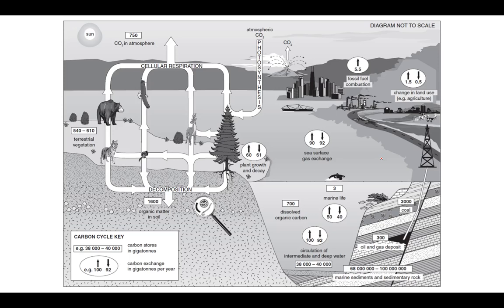So here we have an example. This is the carbon cycle. This is, by the way, from an old Science 10 data page. The previous curriculum, Science 10, used to include the carbon, nitrogen, and phosphorus cycles. So let's just see what's happening here.